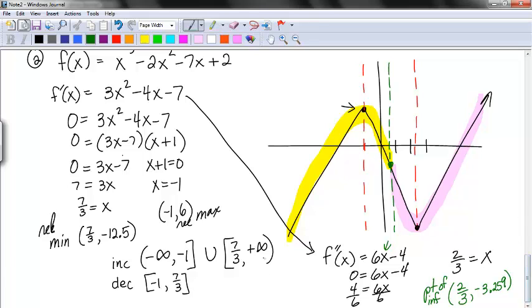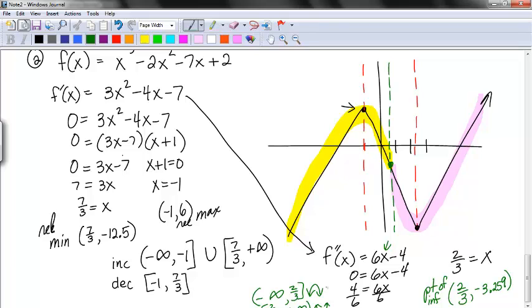Then we can do concave up, concave down. From negative infinity to 2/3, it's concave down. And from 2/3 to positive infinity, it's concave up. And then if you graph your original, it should look like that.